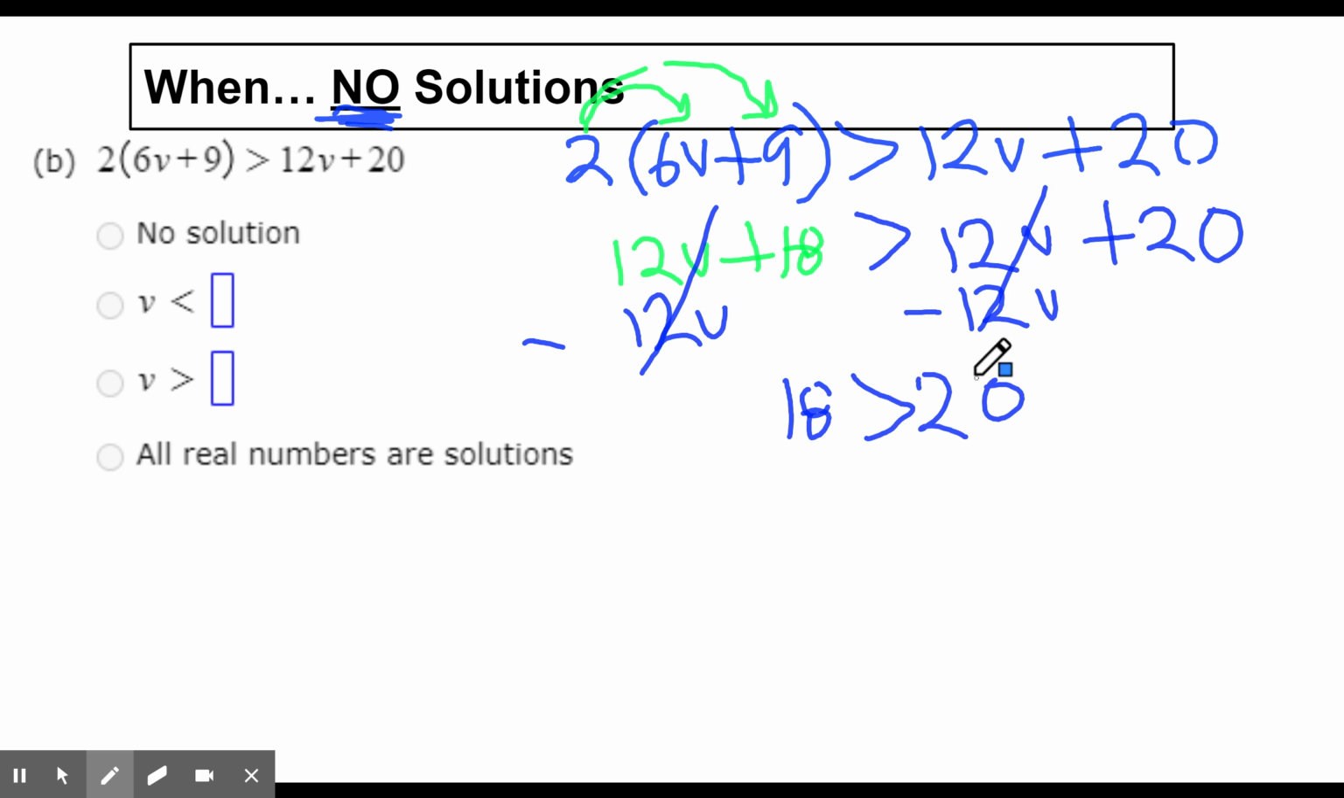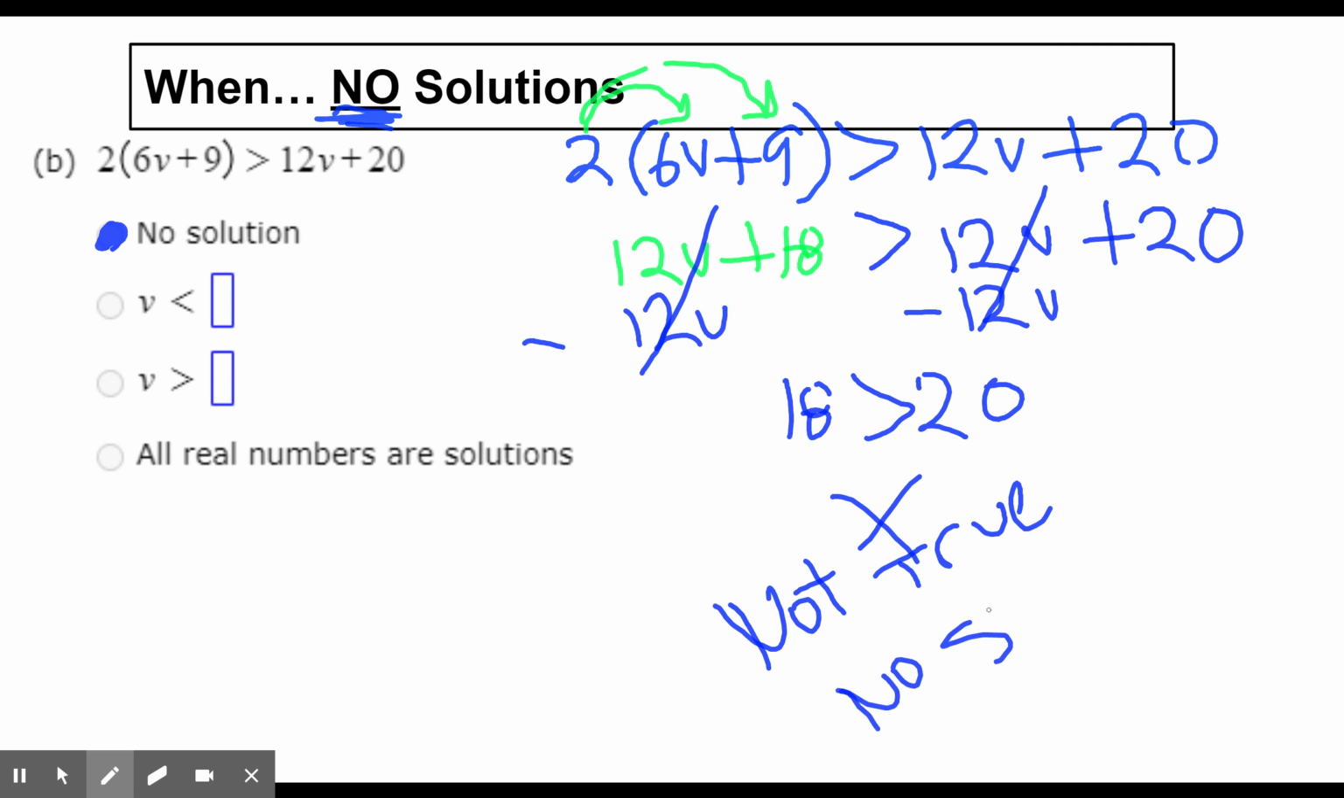And therein lies our problem. 18 cannot possibly be greater than 20, otherwise it wouldn't be 18. So this is a false statement, and therefore there is no solution. So this is an example of what it looks like with no solution. You get a false statement. This is not true. And therefore, no solution.